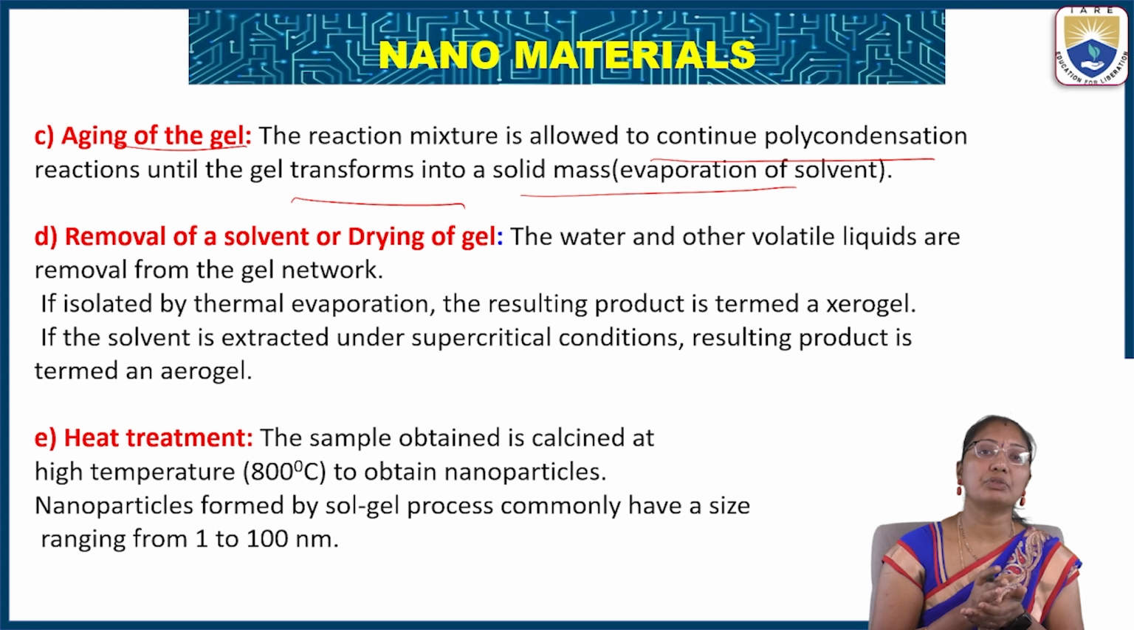The solvent which we used in the first step, like precursor plus solvent we have used, then hydrolysis, then salt, then water, that condensation process. So the solvent is continuing from the first step. In this aging of the gel, we are removing all the solvent molecules. In the second step, at the condensation process, water molecules are removed.